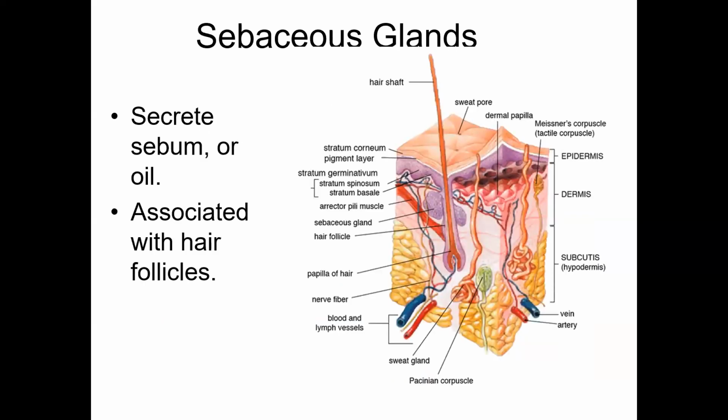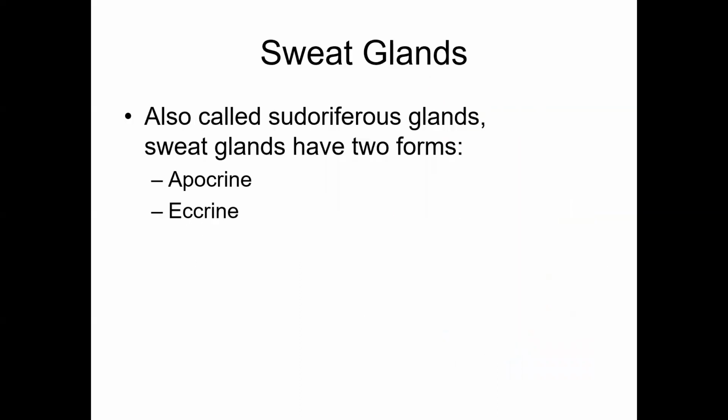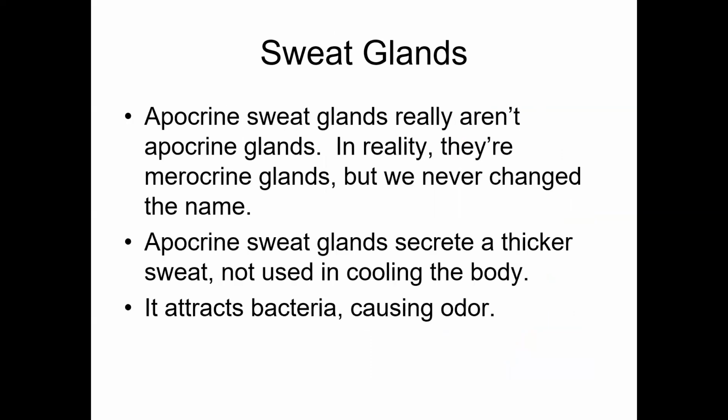Sebaceous glands are oil glands. They secrete sebum, which is the oil, and they're associated with the hair follicles. Sweat glands are also called sudoriferous glands, and there's two forms of sweat glands, apocrine and eccrine. Apocrine glands aren't true apocrine glands. They're apocrine sweat glands. They are merocrine glands, and we talked about those different gland types when we talked about epithelial tissue, we just never changed the name. They're not breaking off pieces of themselves.